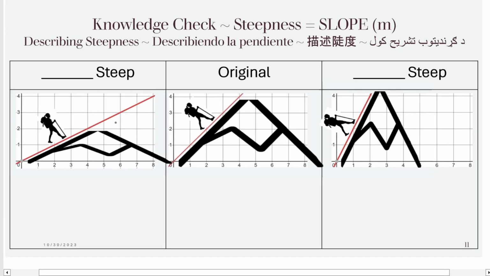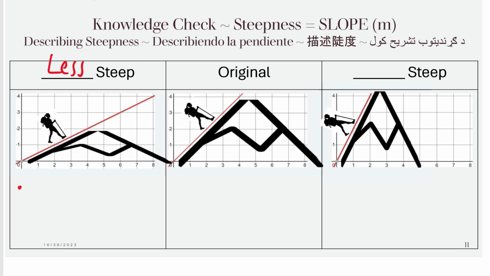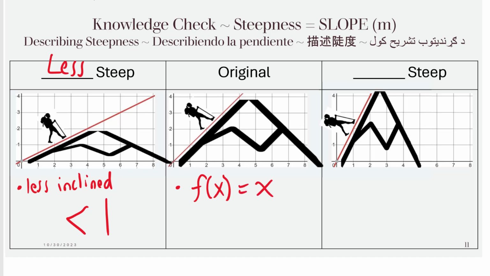All right. Now we're going to do a knowledge check talking about steepness or slope. So here we have 3 graphs. We have the first graph, the original graph, and the last graph. So the first graph is less steep. Okay, that means less inclined. Okay, so that means it is less than 1. This is the original graph. So this just means f of x equals x. This is the normal graph. Esta es la gráfica normal.